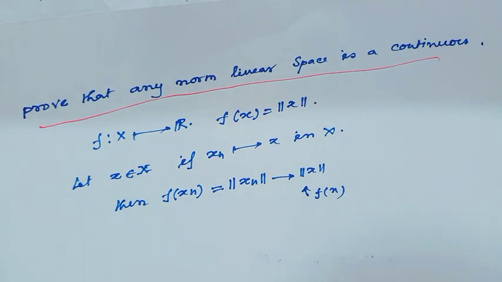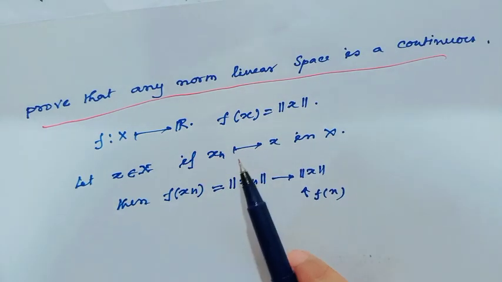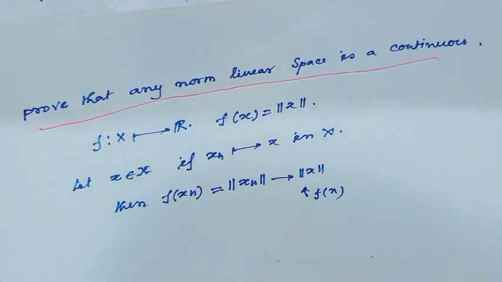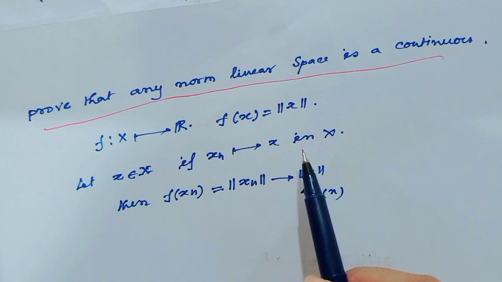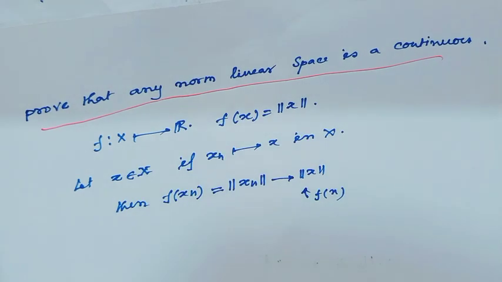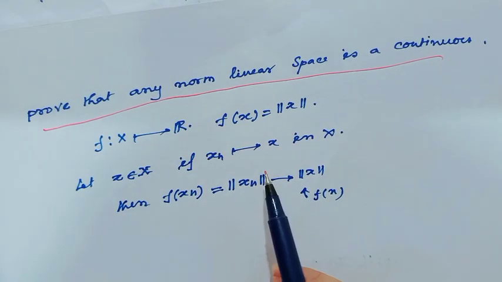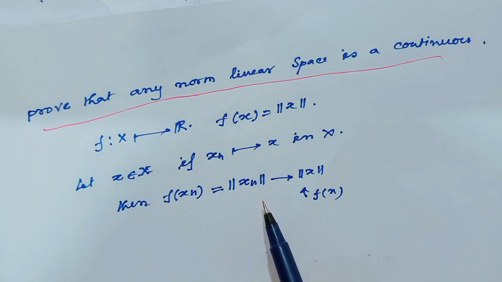For this, consider a mapping f from X to R such that f of x equals norm of x. And consider an arbitrary x belonging to X such that xn converges to x in the metric space X. Then f of xn would be norm of xn.